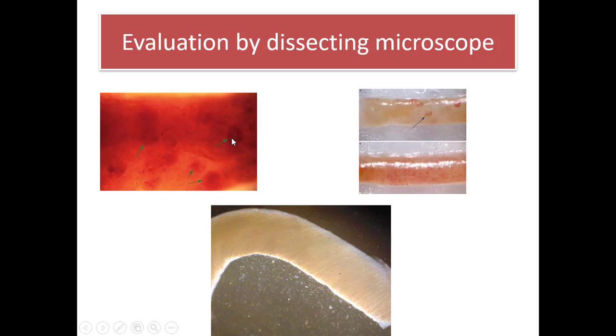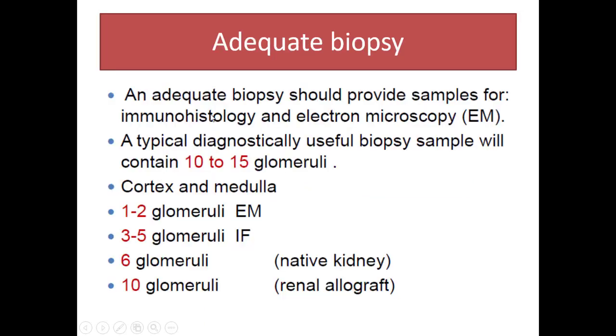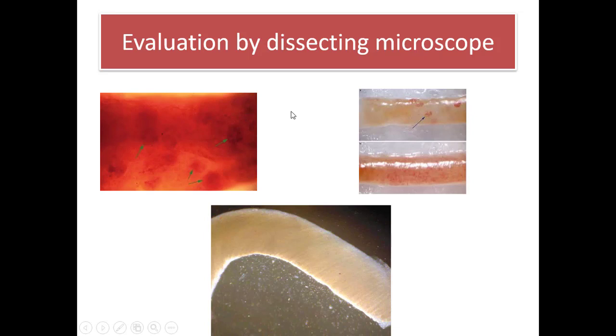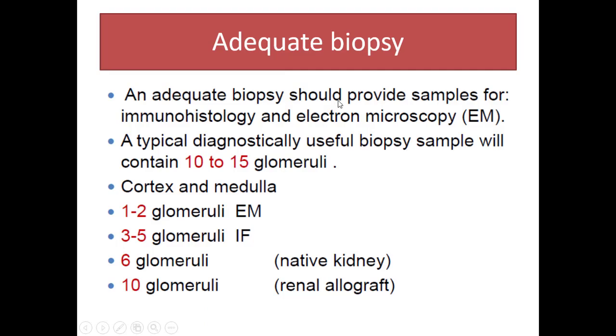So I count 1, 2, 3, 4, 5, 6, 7, 8, and in this one 1, 2, 3, 4, 5, multiple glomeruli. Here I can't count any, because I have criteria for an adequate kidney biopsy. An adequate kidney biopsy should provide samples for immunohistology and electron microscopy. I need at least 10 glomeruli.